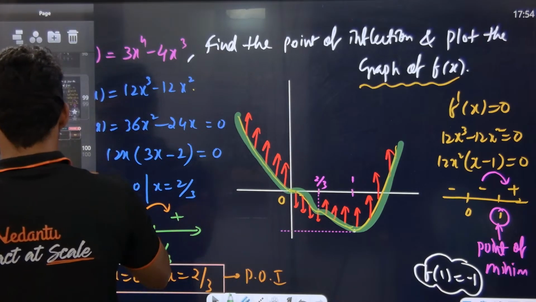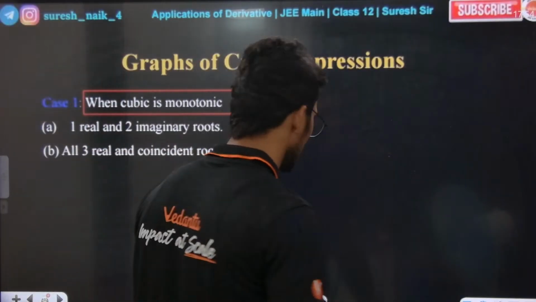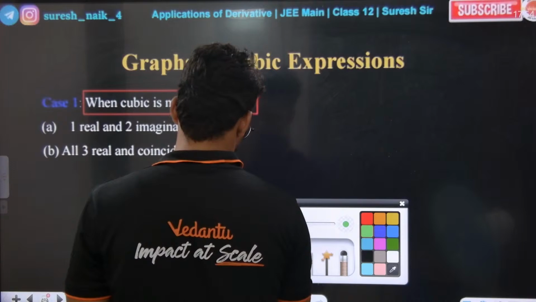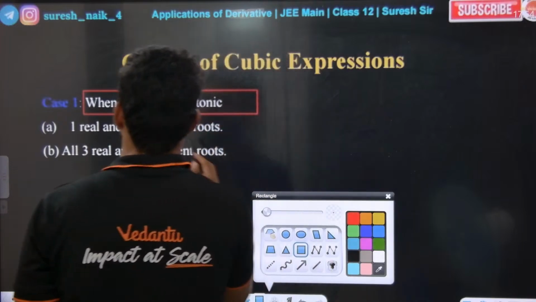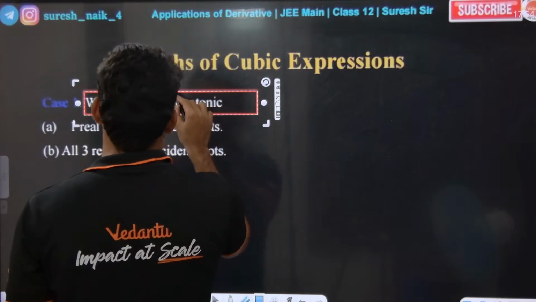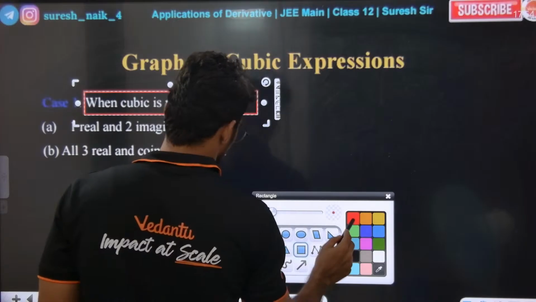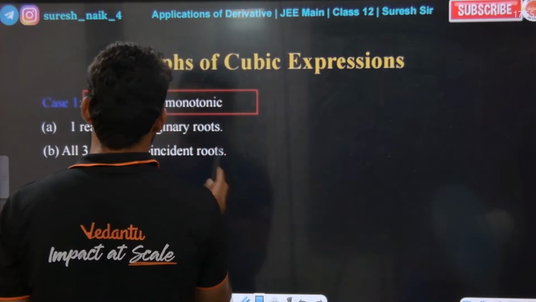Are you getting the point? Graphs of cubic expressions. Guys, I'll be talking about the graph of a cubic expression. Let us talk about two cases. I will discuss two cases here now.